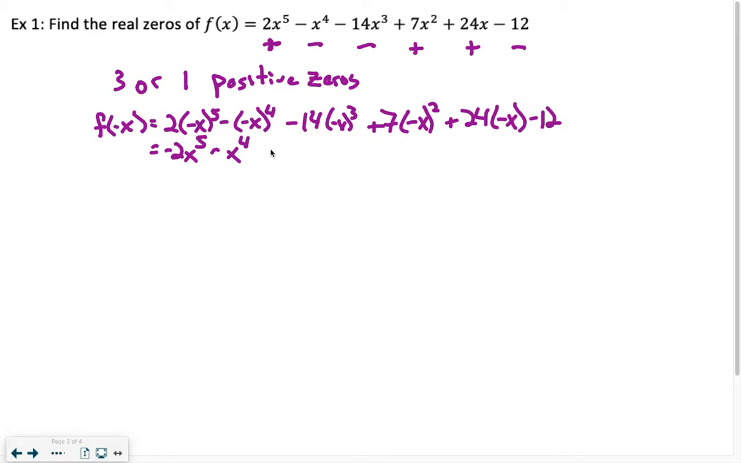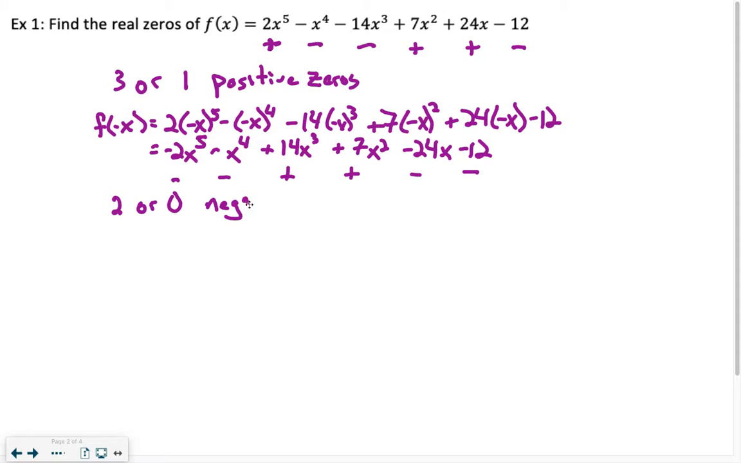Then this would be negative. So we actually have a double negative here. That would become positive. This would stay positive, right? Negative to an even power. This would be negative minus 24x minus 12. So now if we consider the signs, we go negative, negative, positive, positive, negative, negative. There's only 2 places where I change signs, right? Where there's a variation in sign, right here and right here. So that means that my function has either 2. Again, we can subtract an even amount. So either 2 or 0 negative zeros.